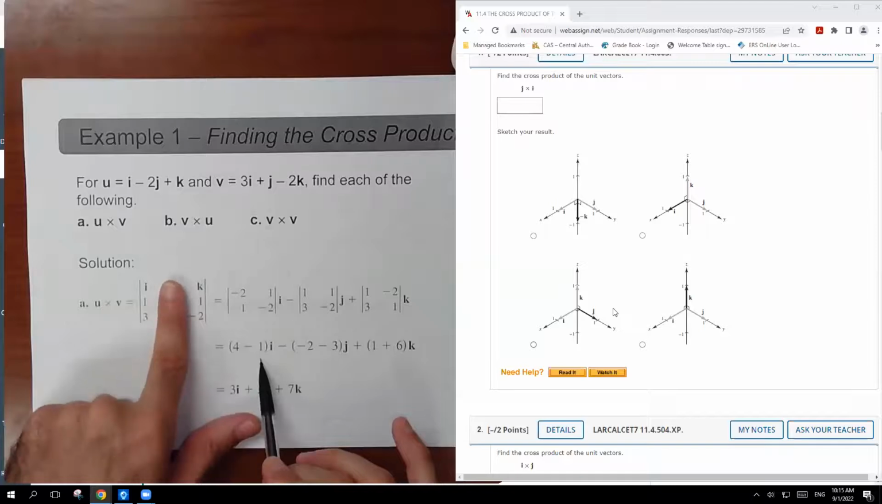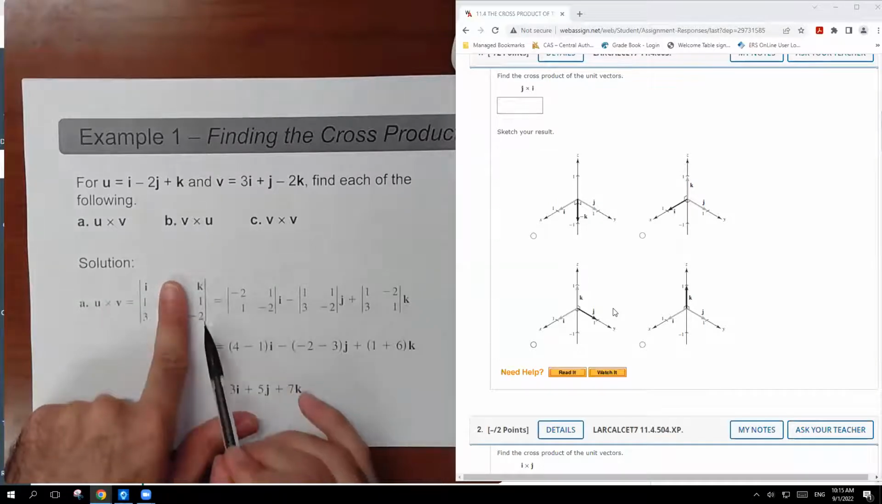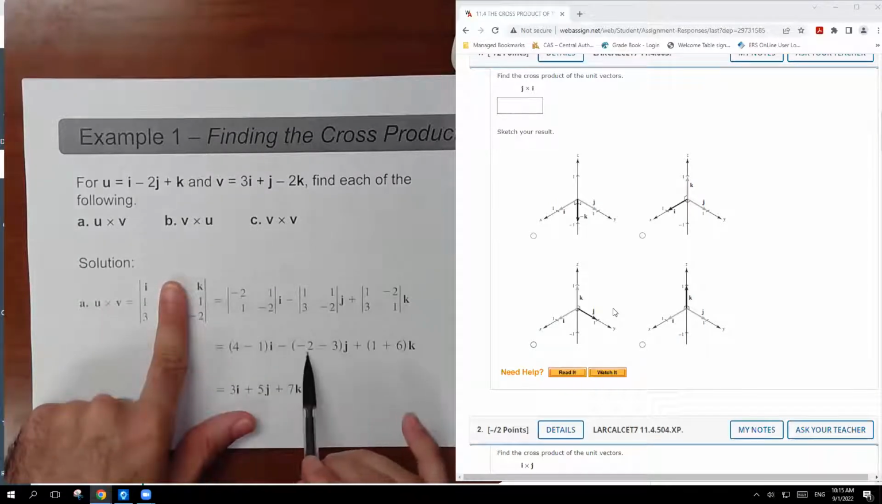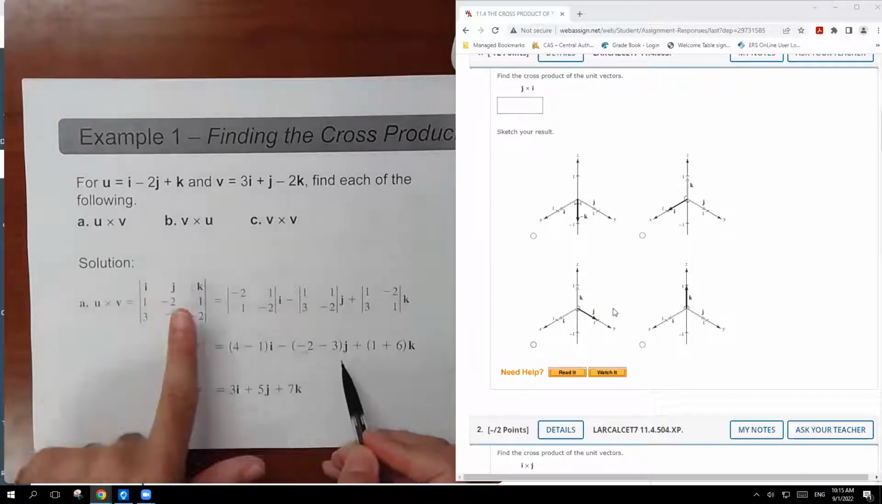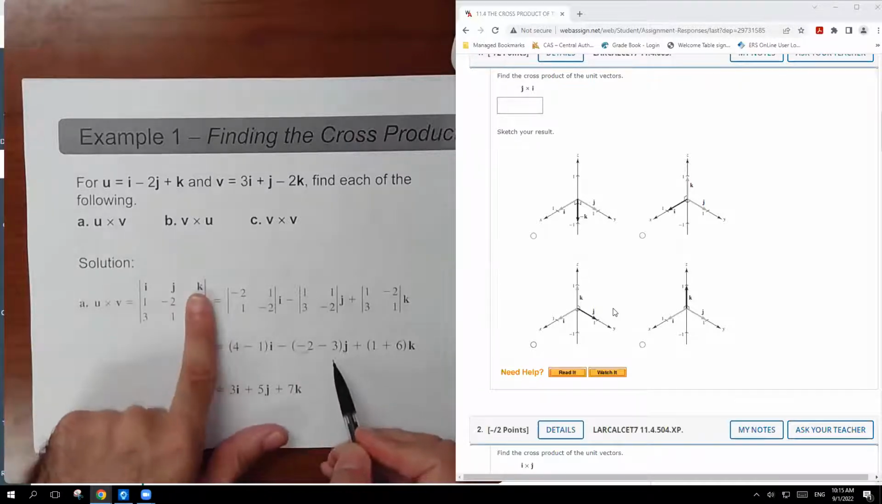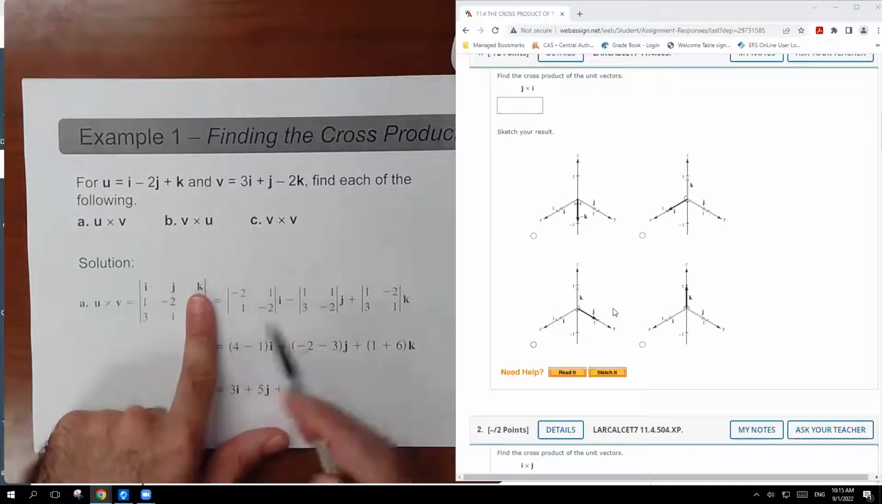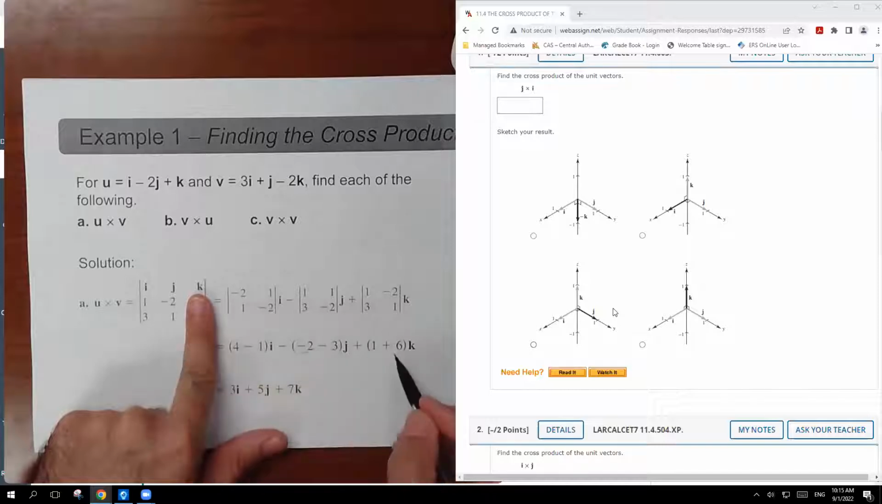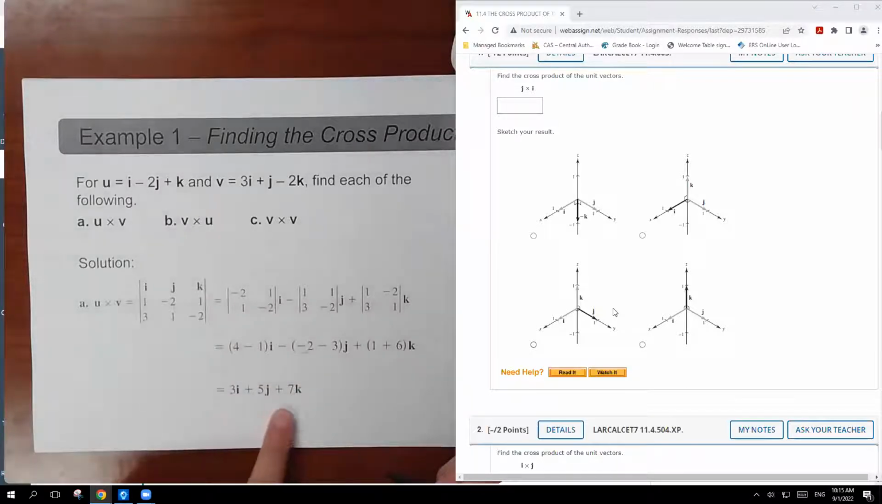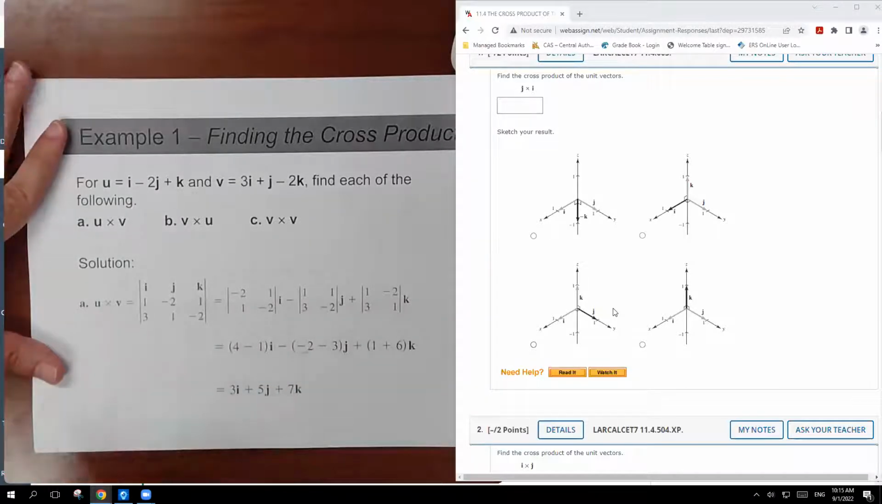Now we're going to hide the j. 1 times -2 is -2, and 1 times 3 is 3. So -2 minus 3. This is for the j. Then we're going to hide the k. So 1 times 1 is 1, minus -2 times 3, which is -6. And there is a minus, so plus. This is the cross product between U and V.